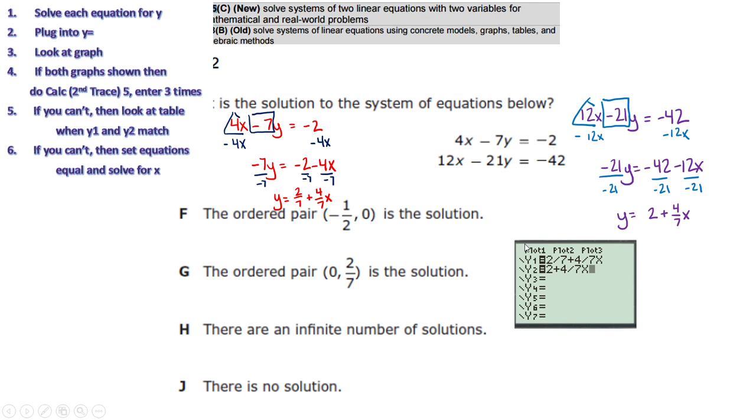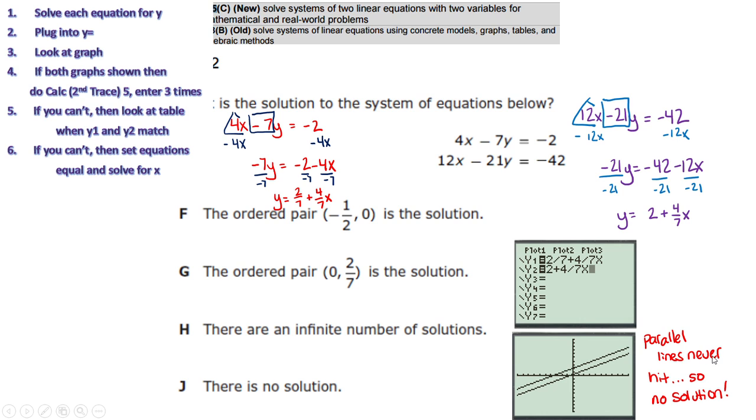Okay, so hopefully you have this typed into your y equals key. Looking at the graph, you should see this. Now, these are parallel lines if you did this correctly. Parallel lines means they never hit. We're going to talk more about this tomorrow. But if they never hit, that means they have no solution. So J would be my answer here.